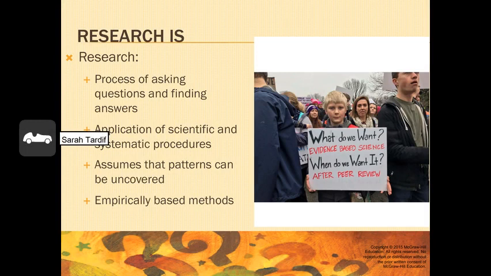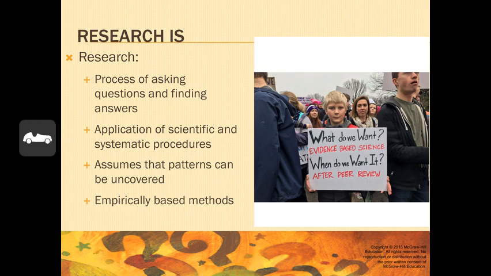The place to begin is to tackle this question of what research generally is. And we consider it the process of asking questions and finding answers. So a lot of it has to do with what kind of question is being asked, what sort of information is needed to answer that particular question. And those are the themes that we'll be covering together.